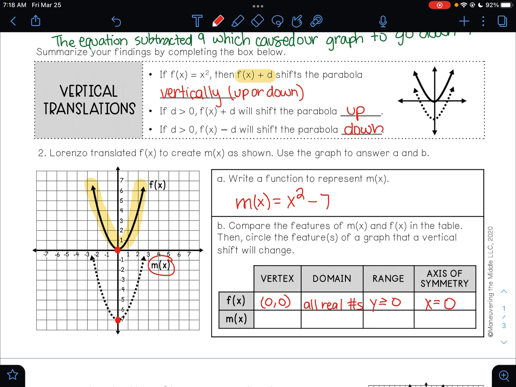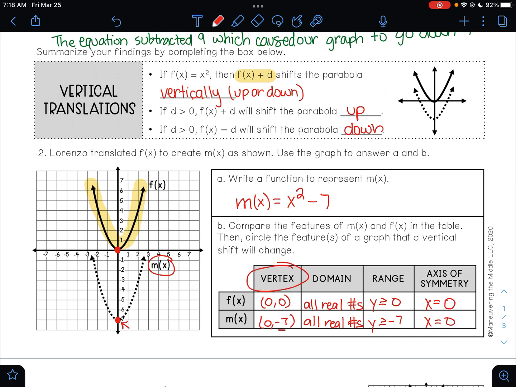Now we're going to go to m of x. So that vertex is 0, -7. The domain is still all real numbers because it has arrows, which means it's going to keep going. But my range is going to change. Remember, we used the y value of the vertex for the range, so my y values are getting greater than or equal to -7. And the axis of symmetry is the x value of the vertex, so that is x equals 0.